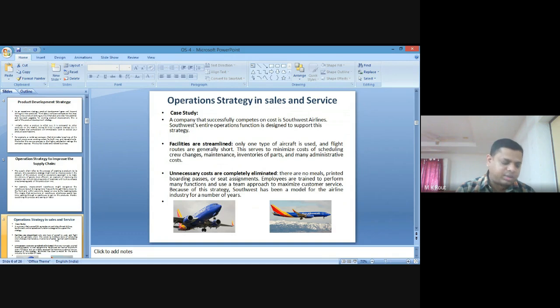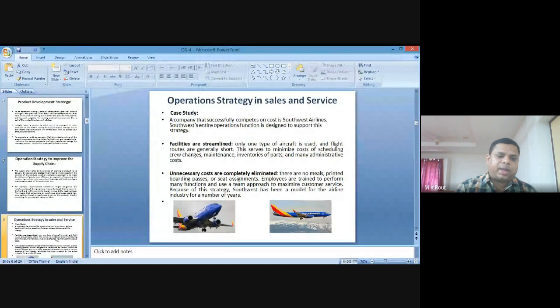In the case of administrative cost, you need a huge amount of documentation, whether for route optimization, signals, or record keeping of the personal data of passengers, which is very important. Whenever you send only one type of aircraft to different destinations, you directly go for scheduling of crew changes. The next part is you reduce maintenance, as well as inventory and some administrative costs.